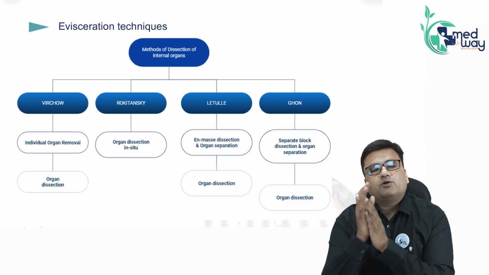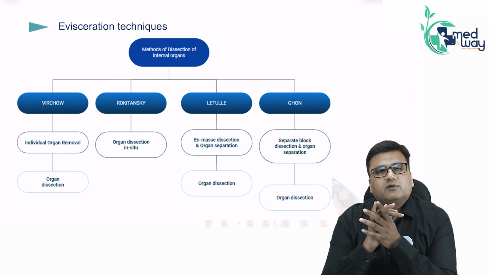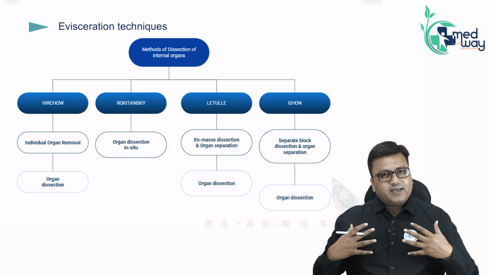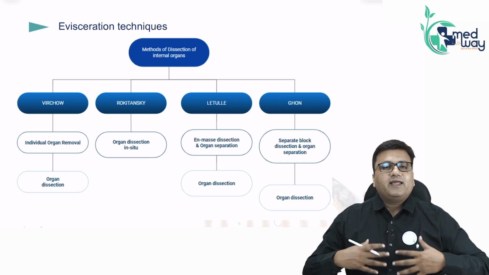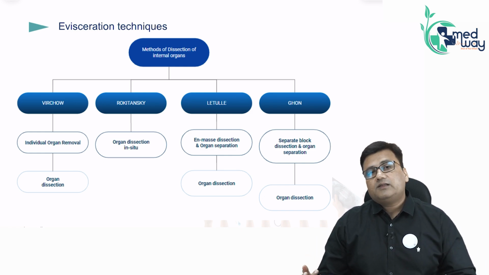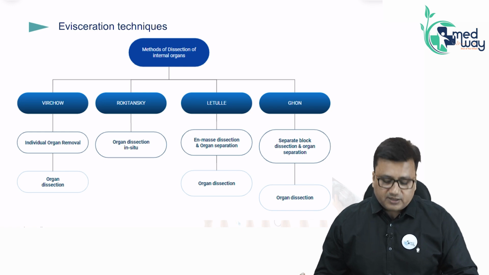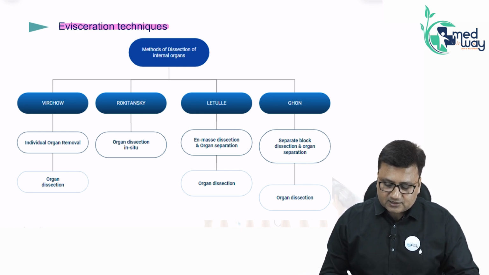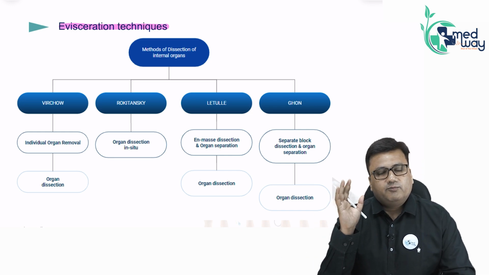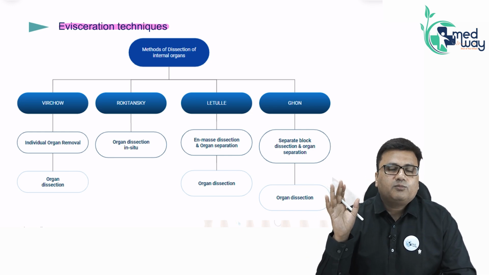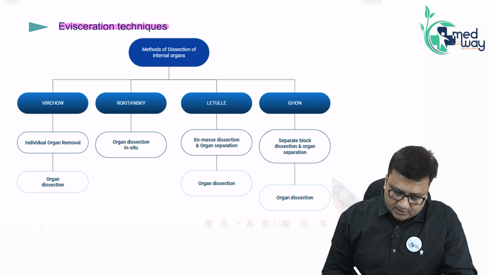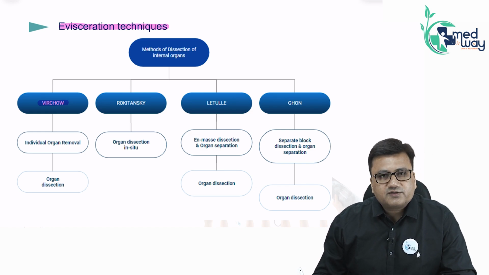Now, let us move forward and talk about once we have opened the body and now we are into the body cavities, right. How do we take the viscera out? This is called evisceration. So, what are important evisceration techniques? When we talk about evisceration techniques, we talk about 4 procedures. The first one is called Virchow's technique.